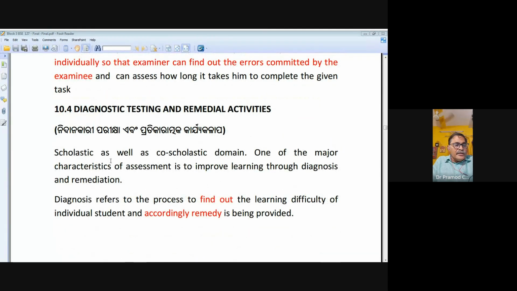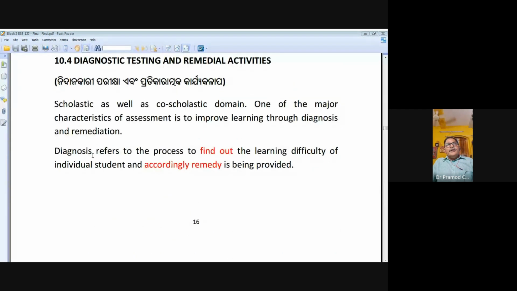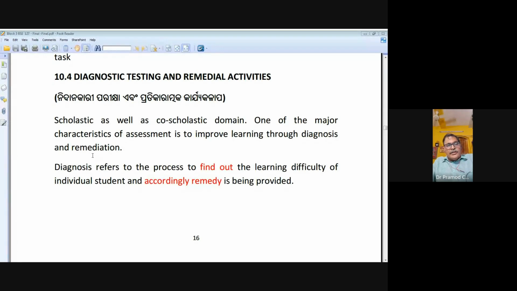Another test is diagnostic testing and remedial activities. You know that in the approaches of evaluation, we have already discussed the approach at placement, which gives the idea regarding the entry performance of the student or learner: entry knowledge, prerequisite knowledge, when one is going to read in a particular class.